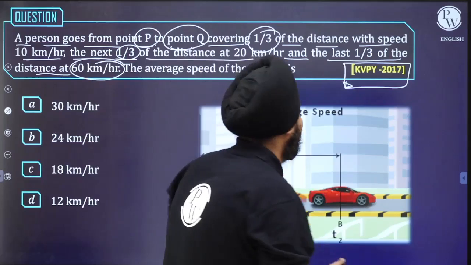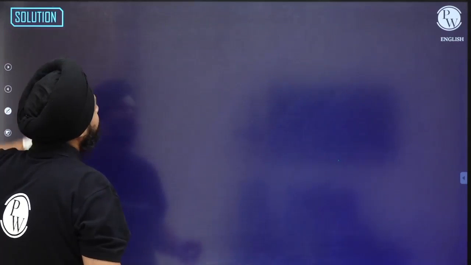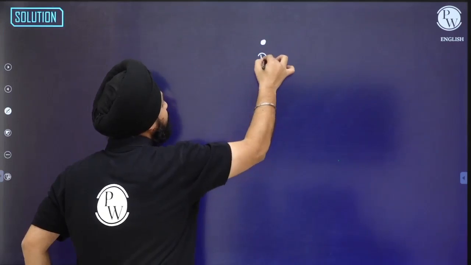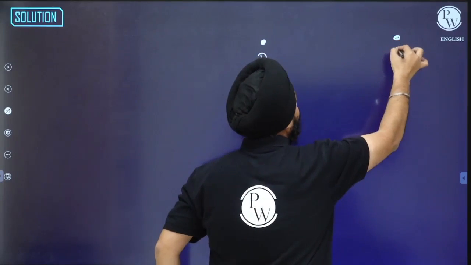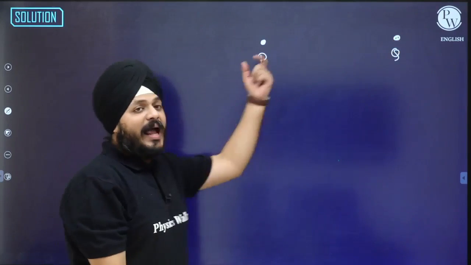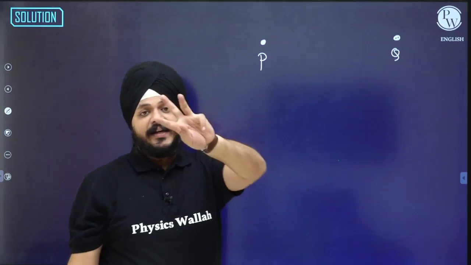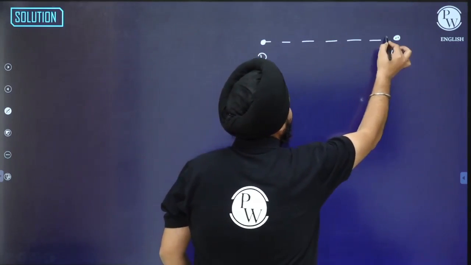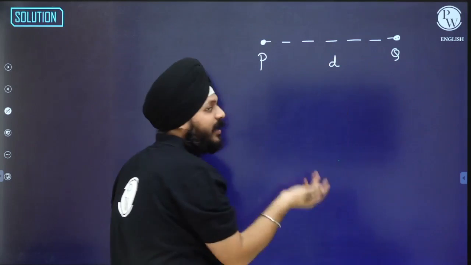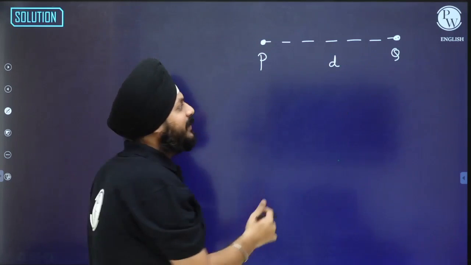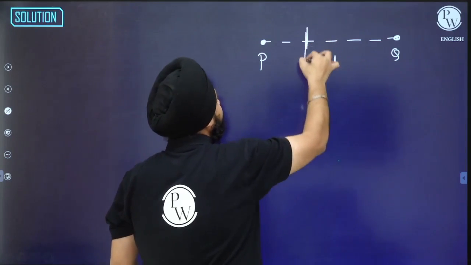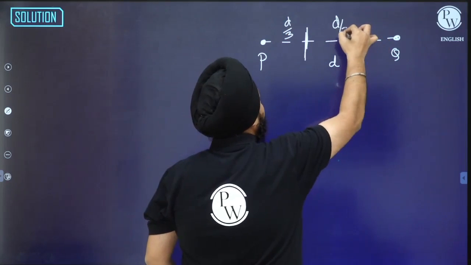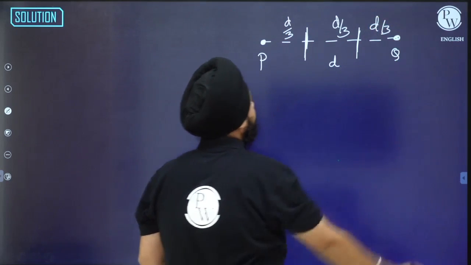Very simple thing. Let us take an example as mentioned in the question. A particle is moving from point P to point Q. The entire path is equally divided into 3 distance intervals. Suppose the distance between P and Q is D. The entire D is divided into 3 equal parts, each D by 3.